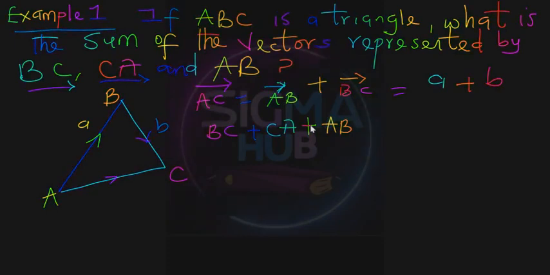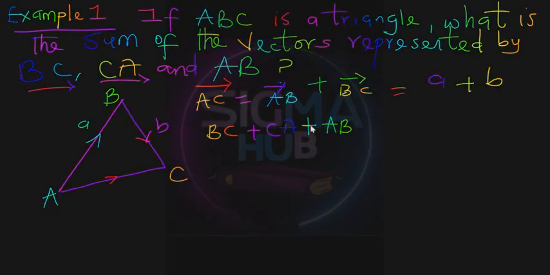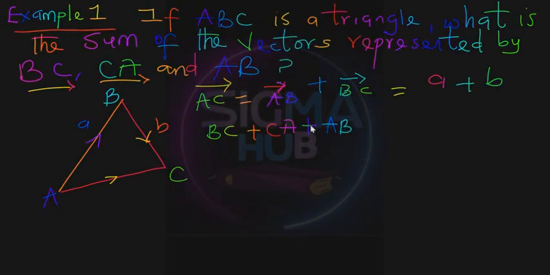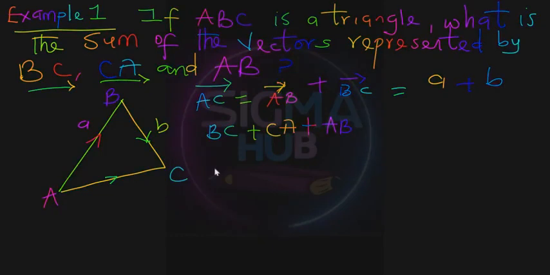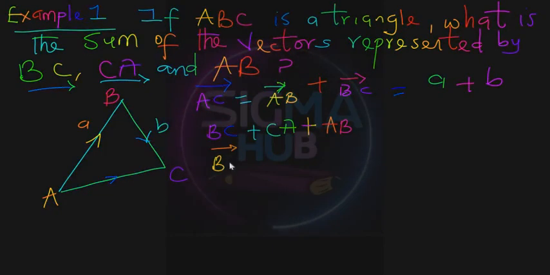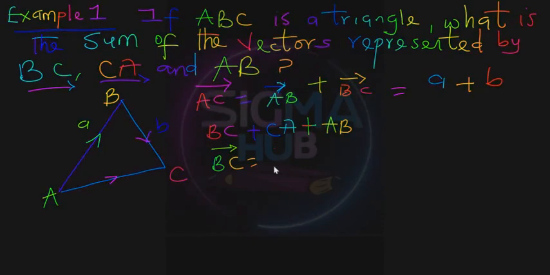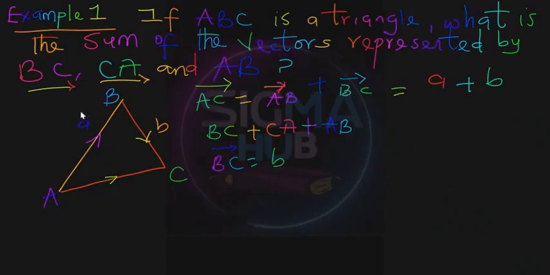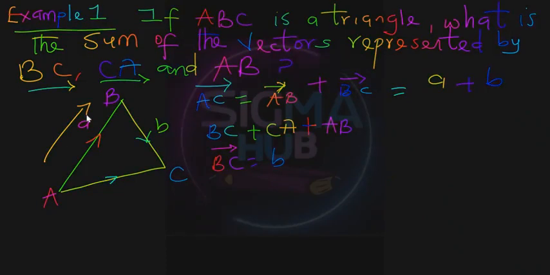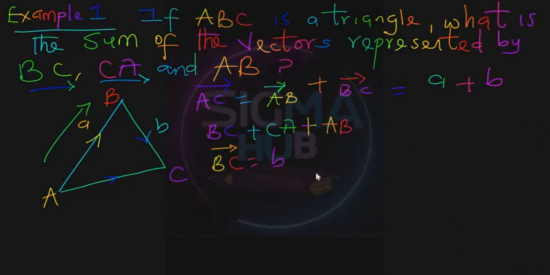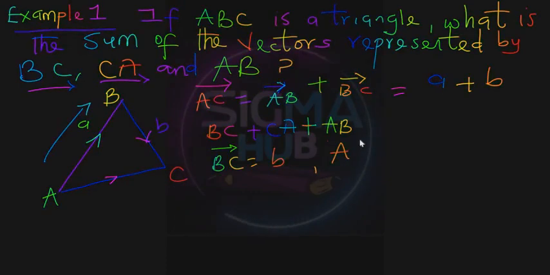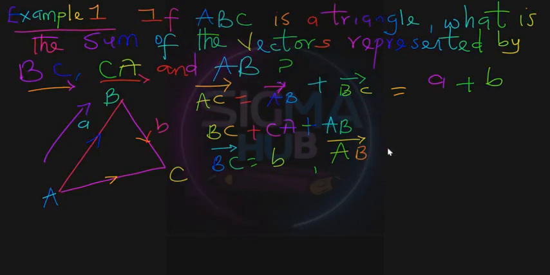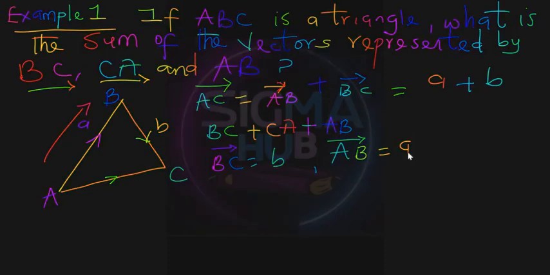Now we have BC. Our BC is the same thing as b, that is when we are moving from B to C. And likewise, we know what our AB is. Our AB is represented as a.